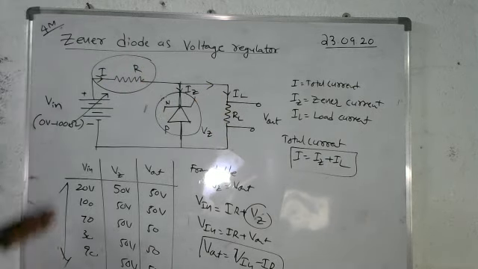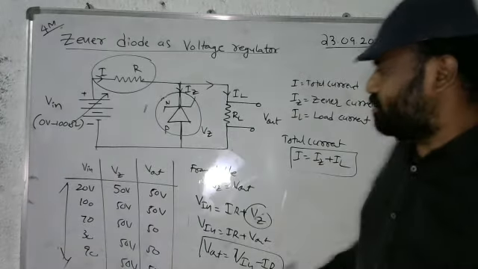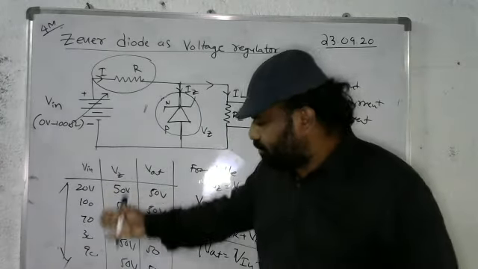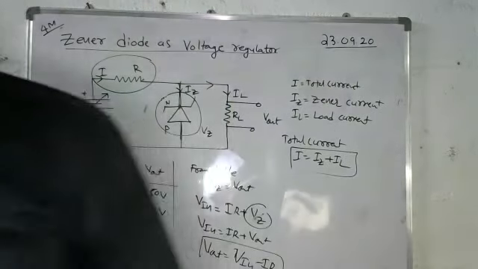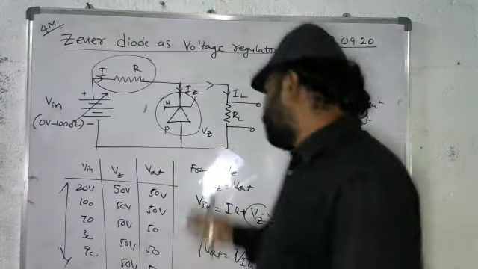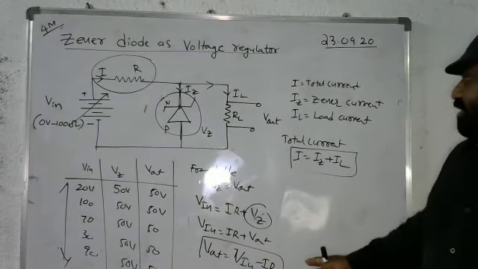What is the purpose of this Zener diode? Suppose you provide a fluctuating input voltage, but we can have a constant output voltage. We can have a constant output voltage. That is the reason.